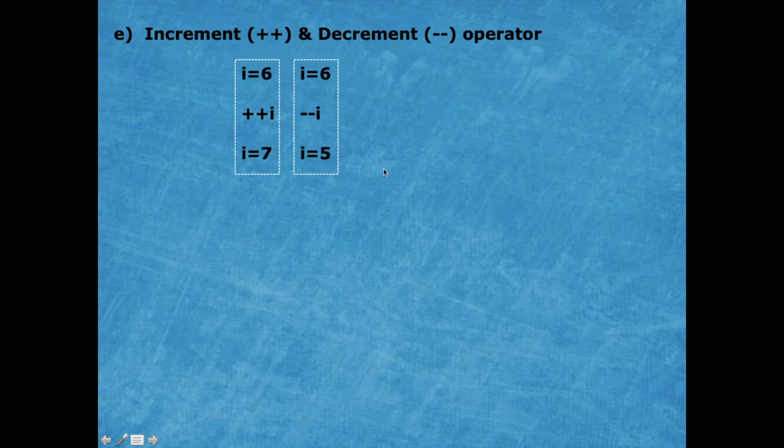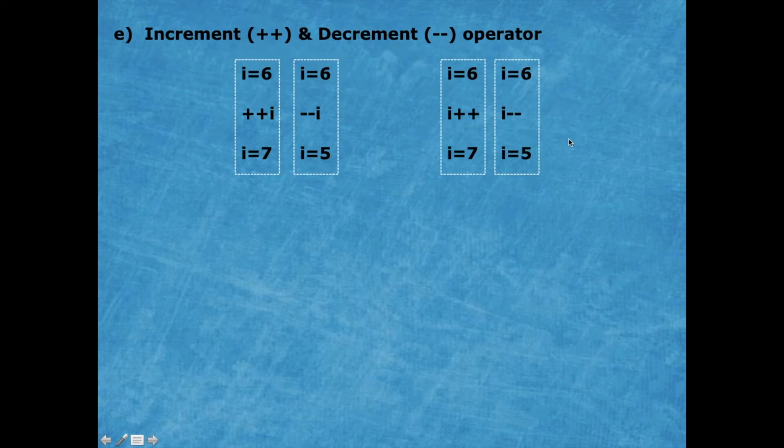Let's take two more examples. I is equal to 6, but this time I will write I plus plus, after which I will be again 7. I equal to 6, and I'm sure now you must have guessed I minus minus, and again I is equal to 5. Well, these two are examples of prefix notation, and these two are examples of postfix notation. Pre means before, so in prefix notation the operator comes before the operand. Post means after, so in postfix notation the operator comes after the operand.